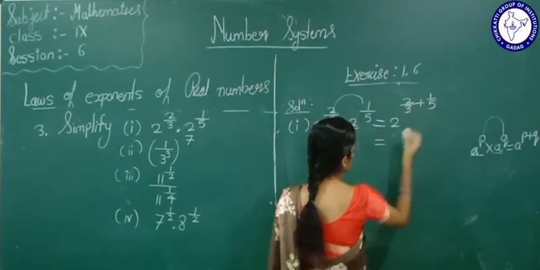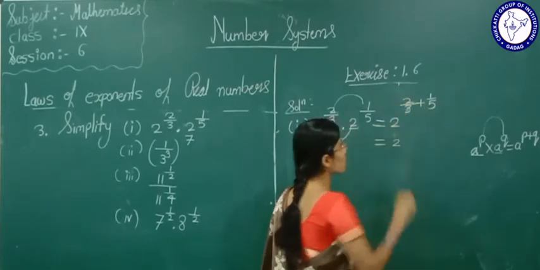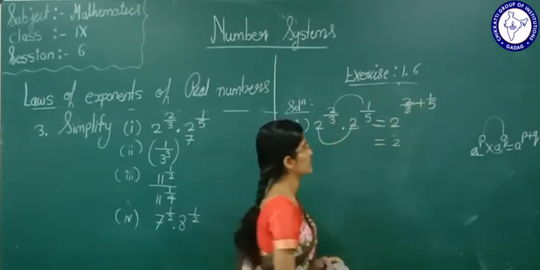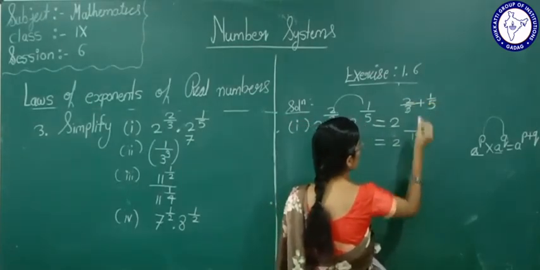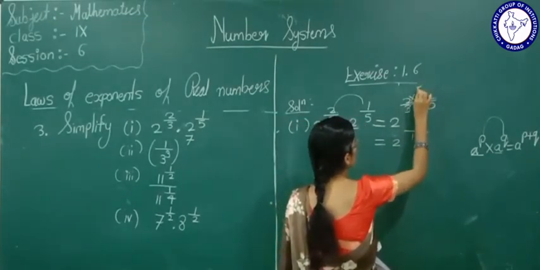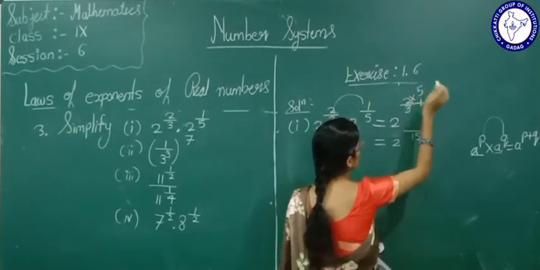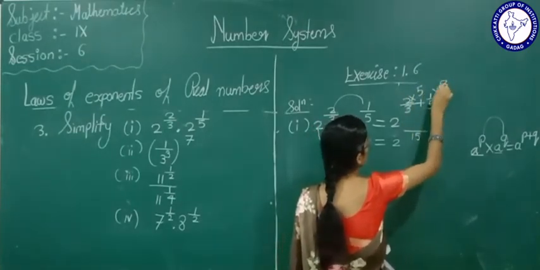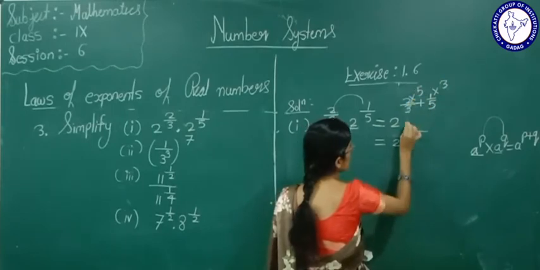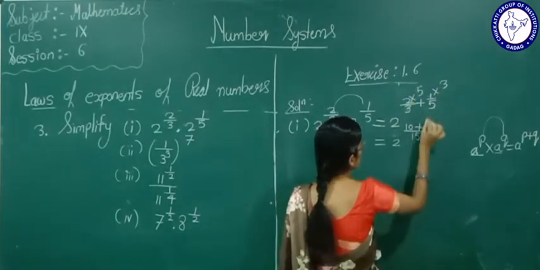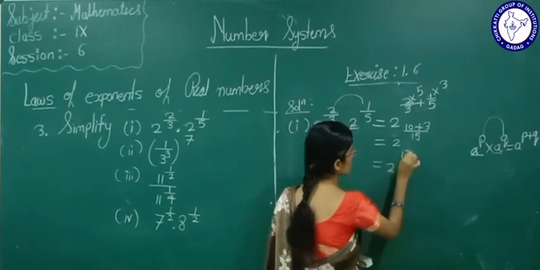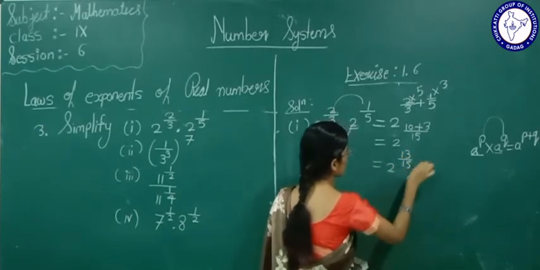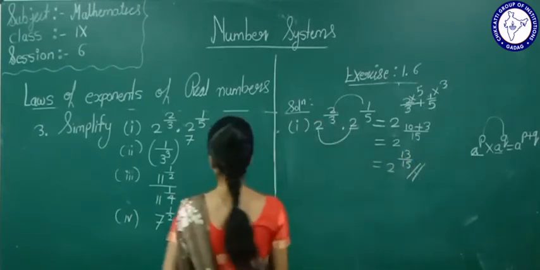Now see here the denominators are not same. To make it same, we are going to take the LCM. What is the LCM of 5 and 3? The LCM of 5 and 3 is 15. 3 how much is 15? 3 5s are 15. 5 how much is 15? 5 3s are 15. 2 5s are 10 plus 1 3s are 3. It will become 2 raised to 13 by 15. This is the first answer.